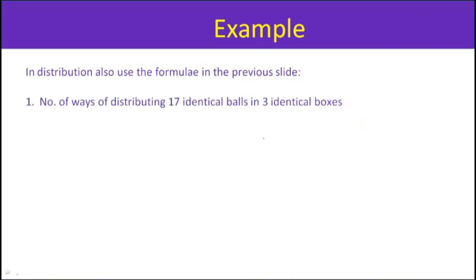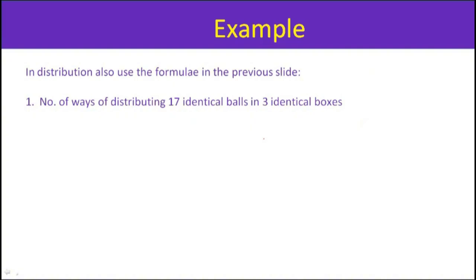Please solve this question. Number of ways of distributing 17 identical balls in 3 identical boxes. So balls are identical, boxes are also identical. 17 identical balls, 3 identical boxes. See, there are two methods.